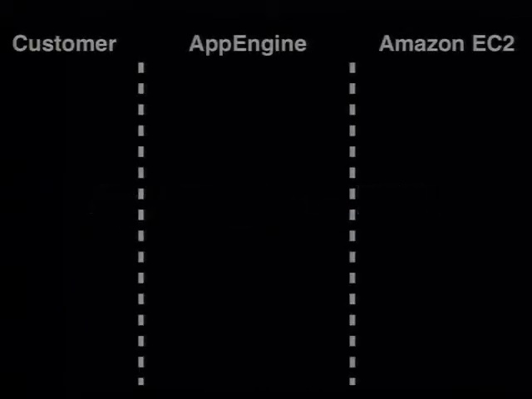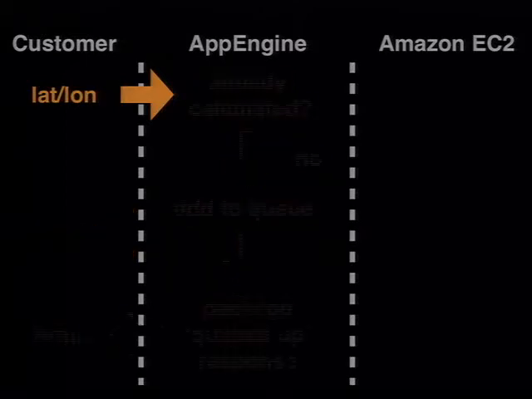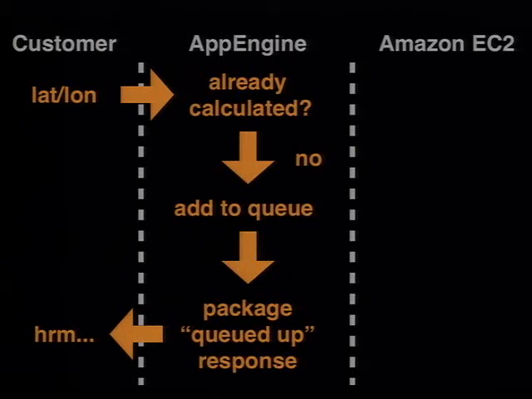And when you start to build a service with multiple cloud computing environments, there are a few important considerations to keep in mind. So I just want to show this perspective. Here we've got the customer's code on the left, our App Engine code in the middle, and our Amazon EC2 code on the right. And here's a customer request where we've already calculated the score. They give us a latitude and longitude. We check to see that it's already calculated. We package up a response and send it back to them. And here's the other type of customer request. We haven't actually seen it.